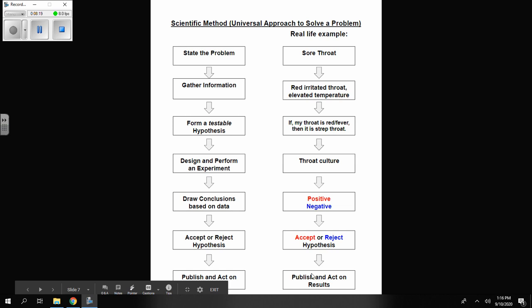If it's strep throat, they're going to prescribe an antibiotic. In this case, it's negative. In this case, you reject your hypothesis. Please draw a line between negative to reject, and then you actually are going to go back up here and collect more data. You're going to form a new hypothesis. You're going to run through this again. There are some people doing research whose hypothesis just isn't proven, so they repeat the experiment over and over.